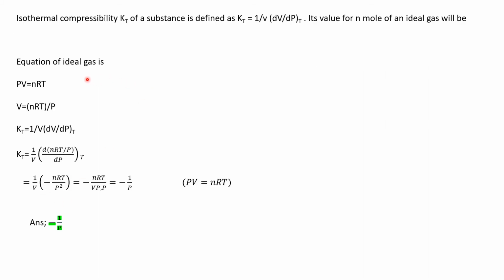We know that the equation of ideal gas is PV is equal to nRT. Again, it has been given in the question, and also we know that Kt is equal to 1/V del V/del P at constant temperature. So by solving we can find that Kt is equal to 1/V d(nRT/P)/dP at constant temperature, which will be minus 1/P. So the answer will be minus 1/P.